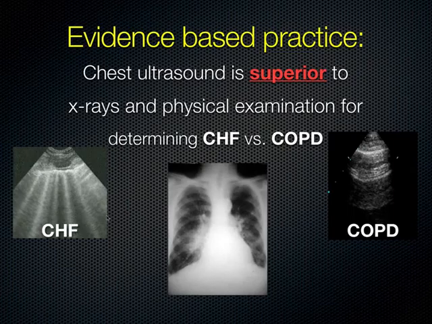What we can do now is scan the chest and see, do they have a predominance of A lines? Well, that's more likely to be a COPD exacerbation. And a predominance of B lines bilaterally? Again, pulmonary edema.